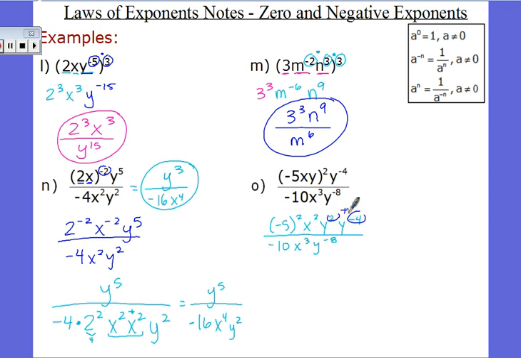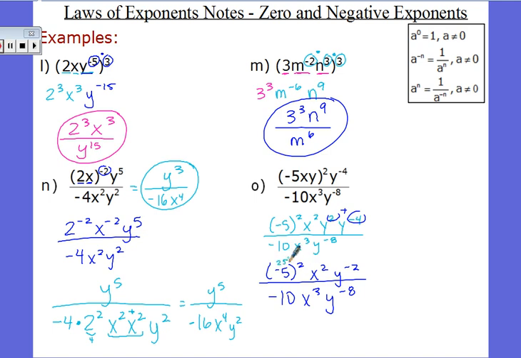I add those two together. The (-5) squared stays the same. I've got x squared, and this is now y to the -2nd. And I have that over -10 x cubed y to the -8. Okay, now I like to start seeing if I can do some division. So I know that (-5) squared is actually 25.